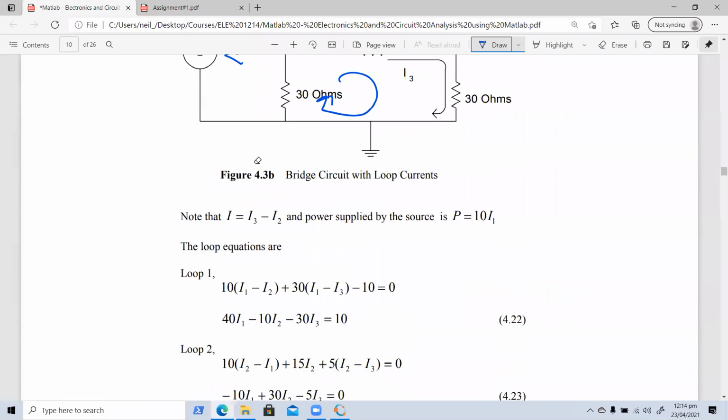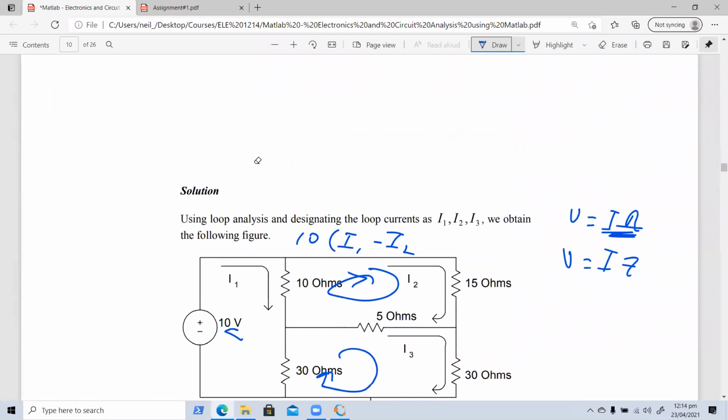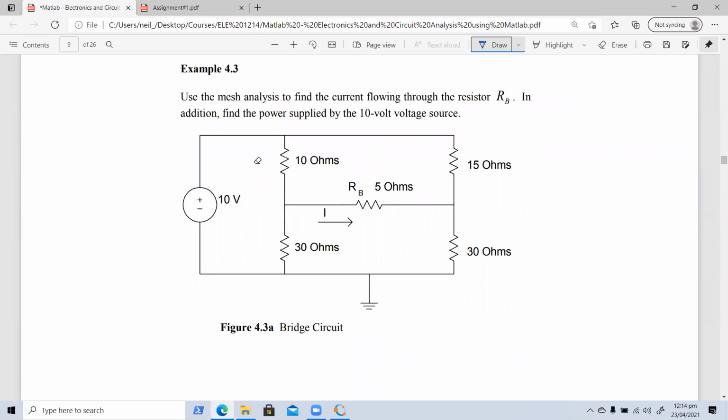Let's say in this question they asked specifically for the current flowing through resistor RB. Which resistor is that? This here, this 5 ohm resistor. So we calculate what current flows through this. This here was probably I3 and I2, so I2 minus I3.